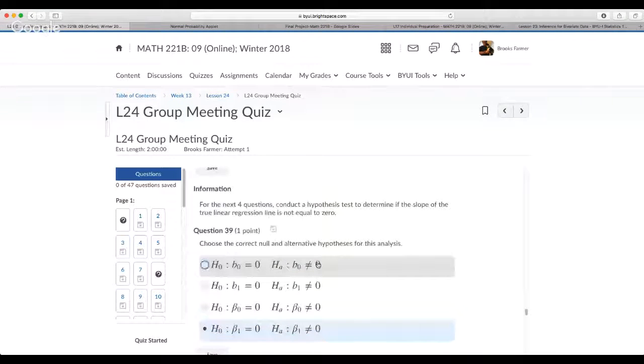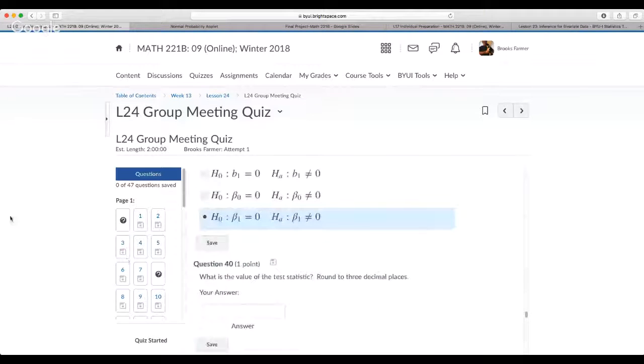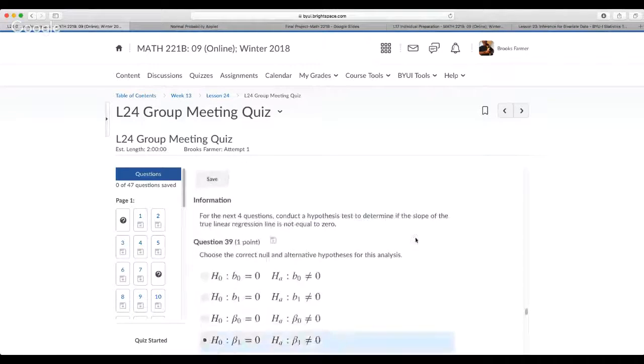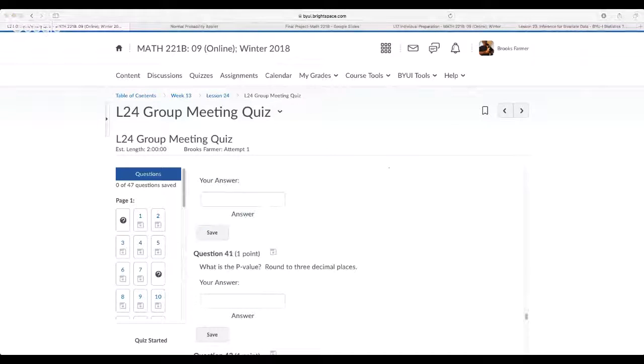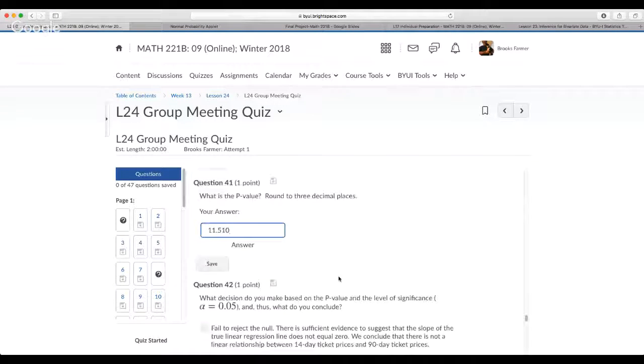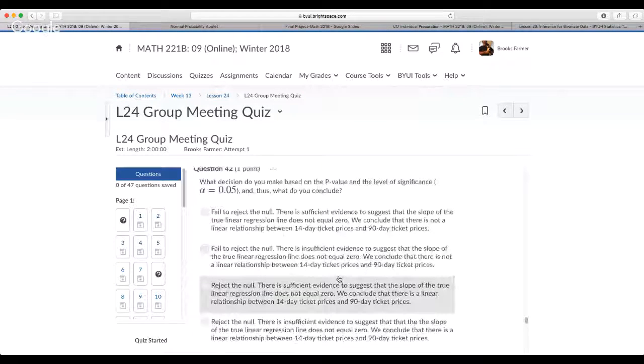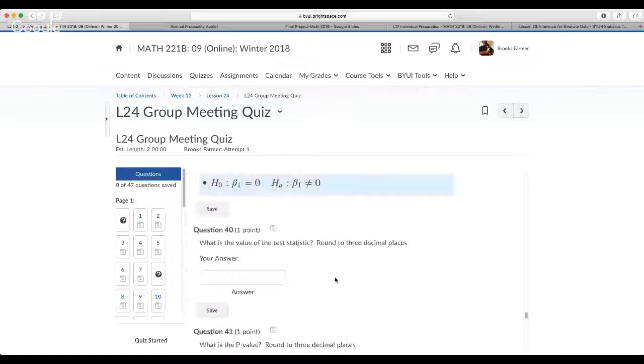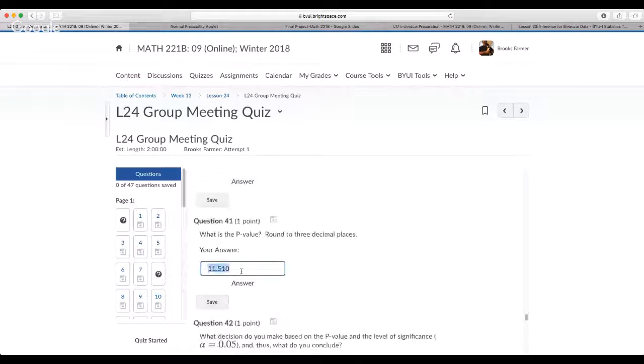All right, so this is back to this data. My test statistic for the slope is 11.5110. That makes sense. Yep. What's the p-value? Okay, I put them in backwards. Give me one sec.